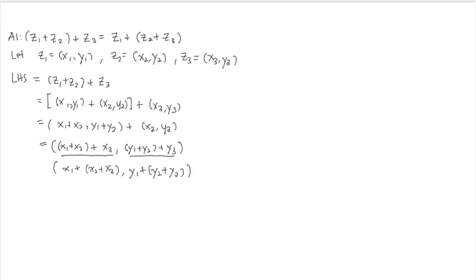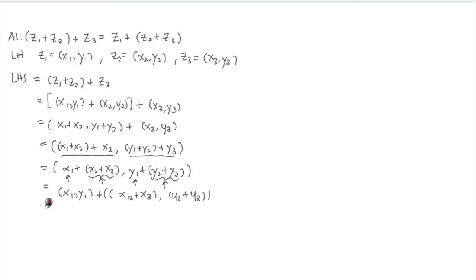Reversing the definition of addition, we can split this into the sum of two complex numbers, with the first complex number having the real part x1 and the imaginary part y1. So for the first complex number, we have (x1, y1). And for the second complex number, we have the quantity x2 plus x3 for the real part and y2 plus y3 for the imaginary part. So that's our second complex number.